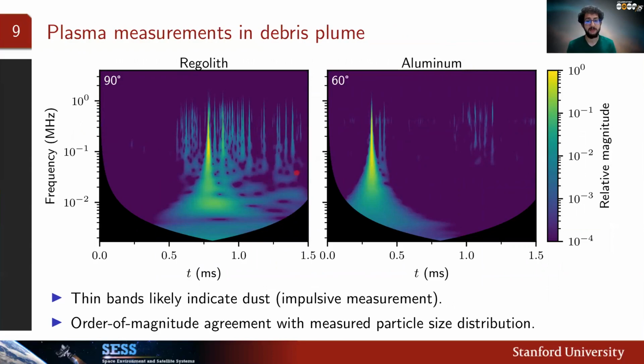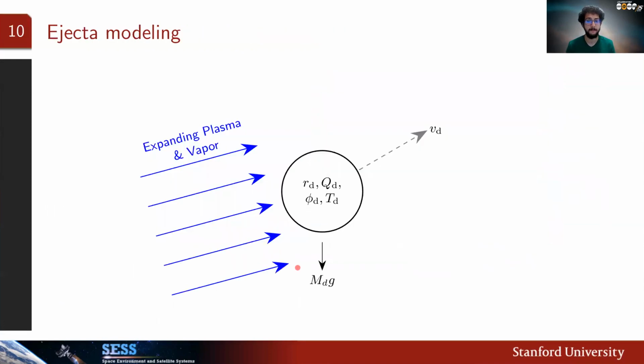I also did wavelet transforms of the plasma sensor data in the debris plume, and these are normalized by the largest value per shot to make the scale consistent. Dust impacts occur at a timescale that's faster than the plasma sensor response and show up as thin bands in the data, and the number of thin bands corresponding to impulsive measurements agrees in order of magnitude with the predicted dust flux from the particle size distribution. I'll now go on to the dust charging model.